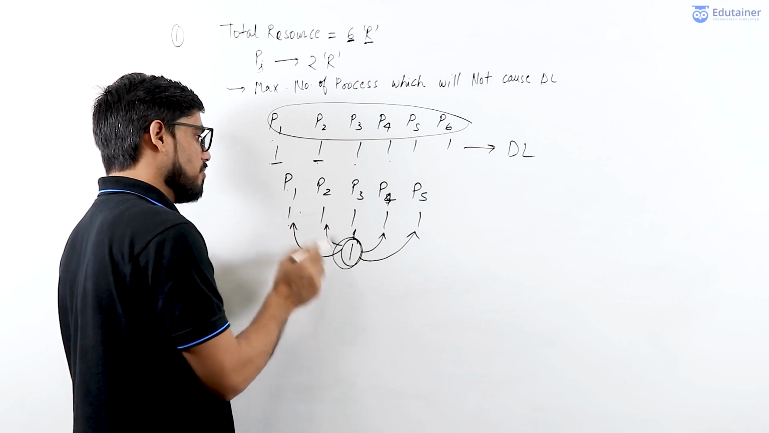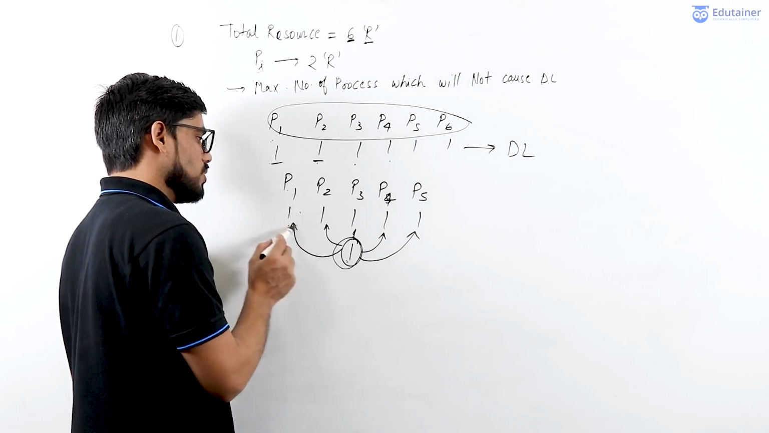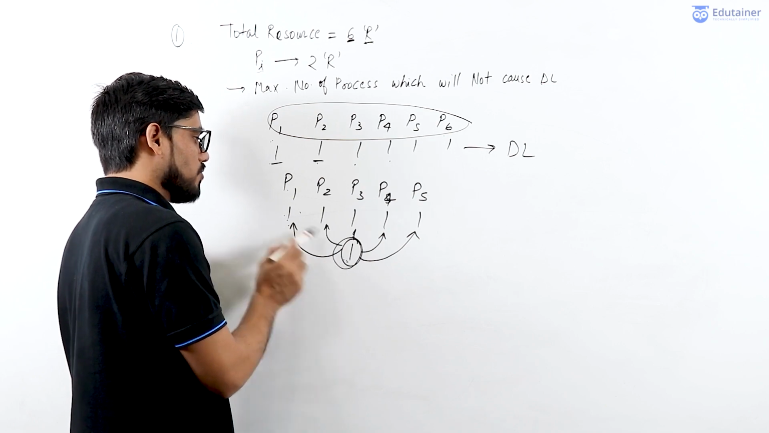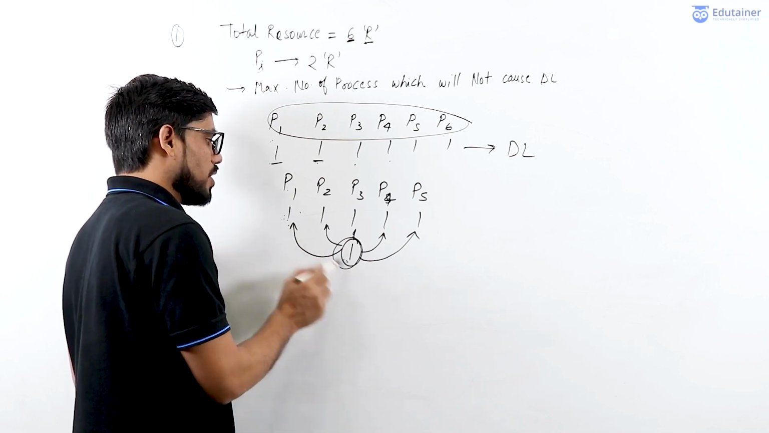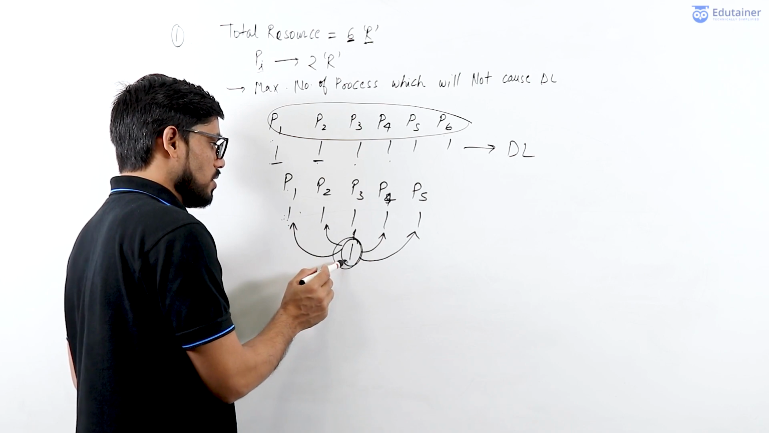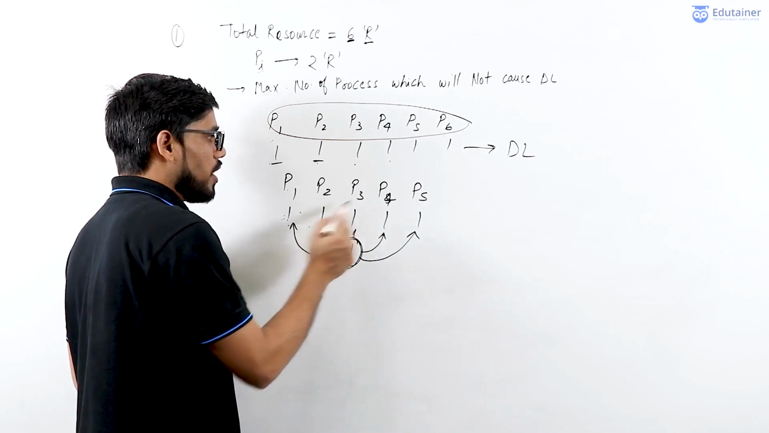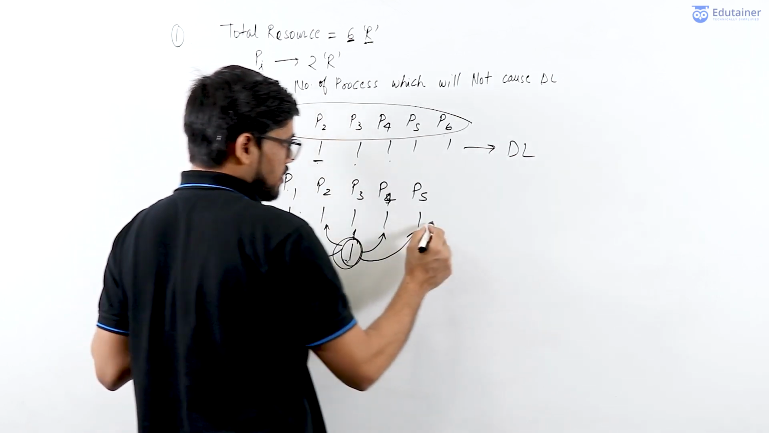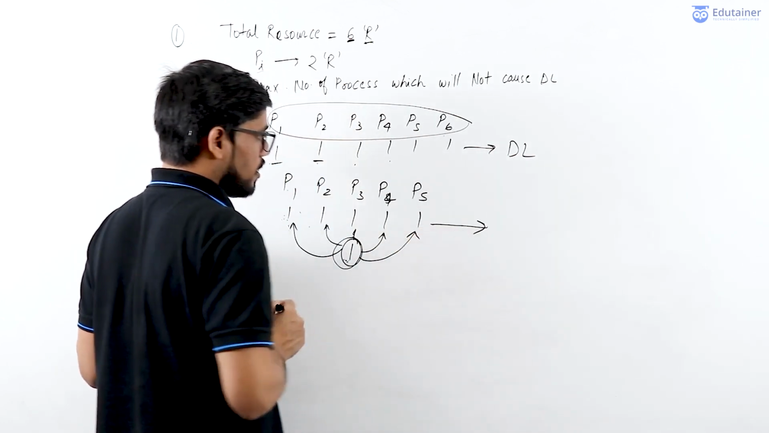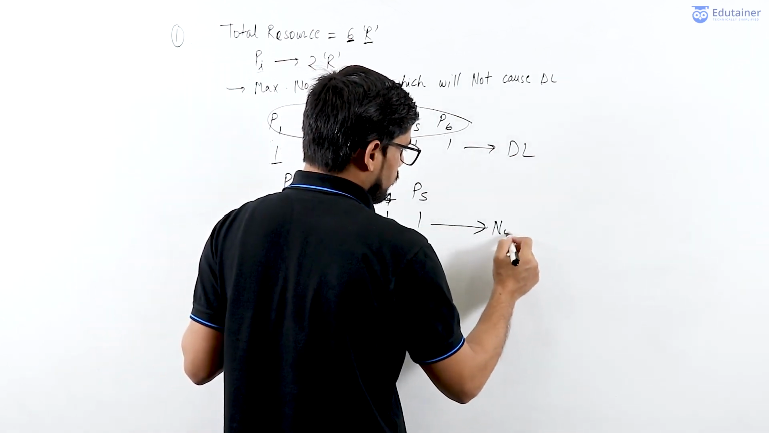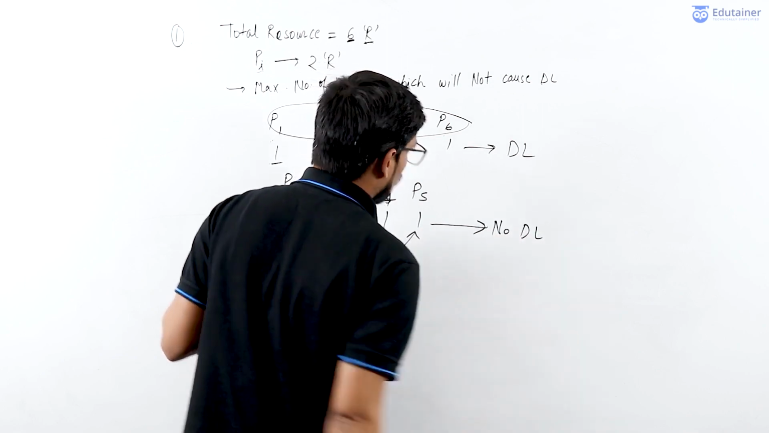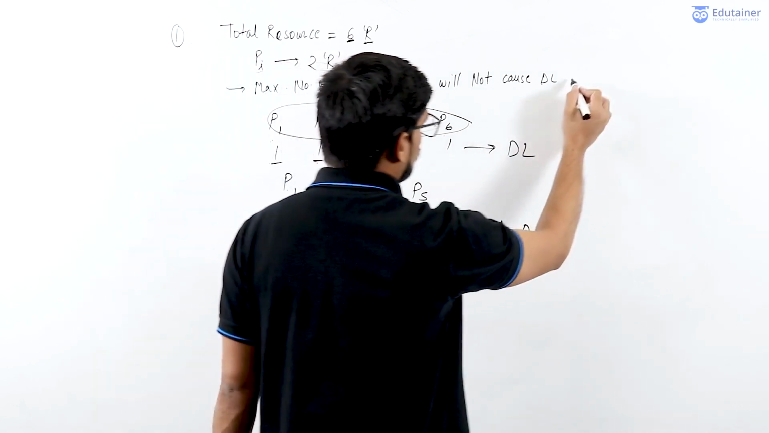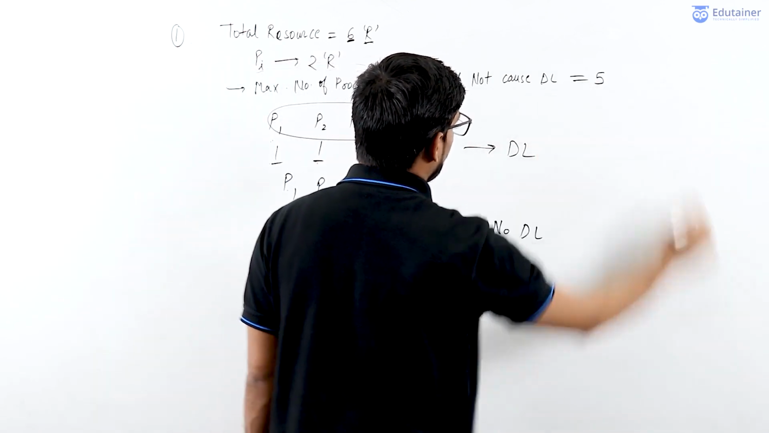Let's say process P1 gets a chance to use this resource, then it will use these 2 resources and complete its execution. After completing the execution, it will free these 2 resources, and they will be used by other processes. That means if we use 5 processes, then no deadlock will occur. So the maximum number of processes which will not cause deadlock is 5.